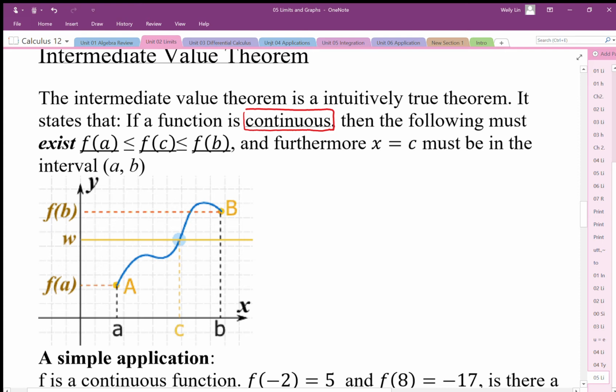Okay, so we can't read too much into this theorem. First of all, if it's not continuous, I can easily draw a graph that doesn't satisfy this condition. Okay, there's a discontinuity. Well, I know that there are some points W which do not exist in the interval between A and B. Okay, so that's one thing. So it has to be continuous. So that's a very important concept.